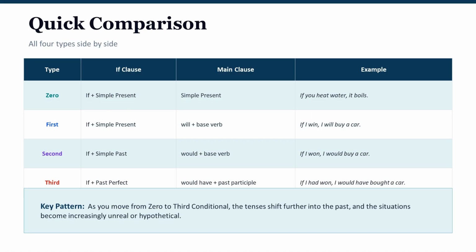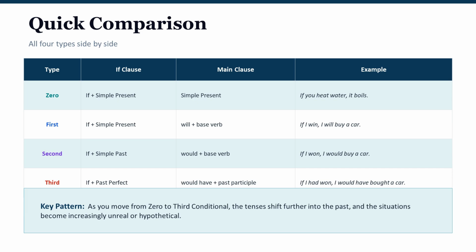Now let us compare all four conditional types side by side. The zero conditional uses simple present in both clauses and talks about general truths. For example, if you heat water, it boils. The first conditional uses simple present in the if clause and will plus base verb in the main clause. It talks about possible future events. For example, if I win, I will buy a car.